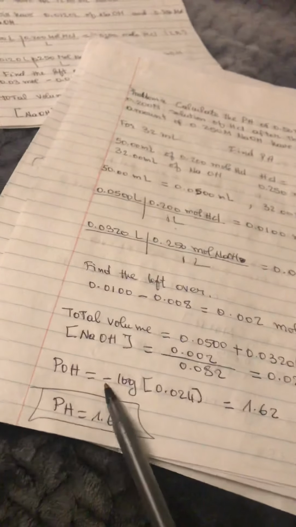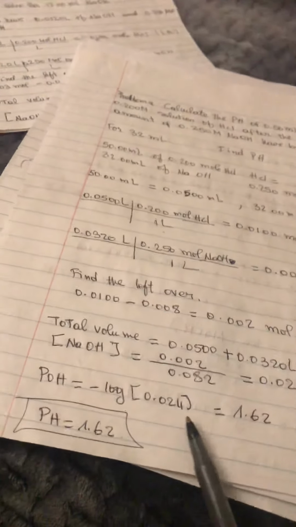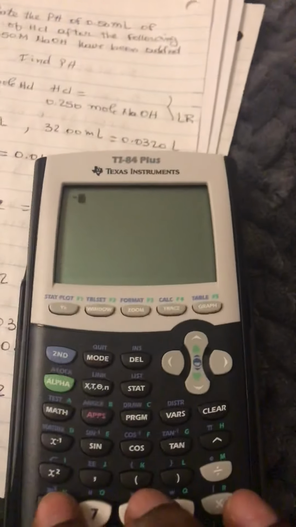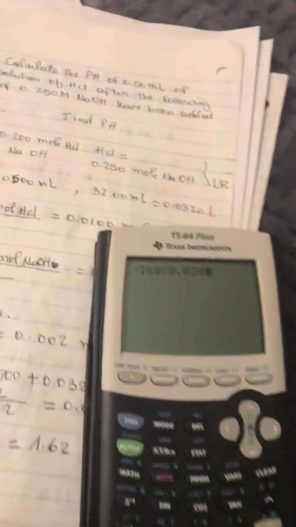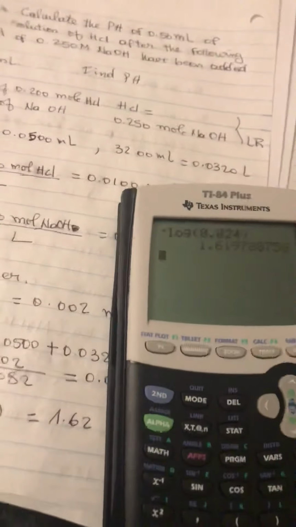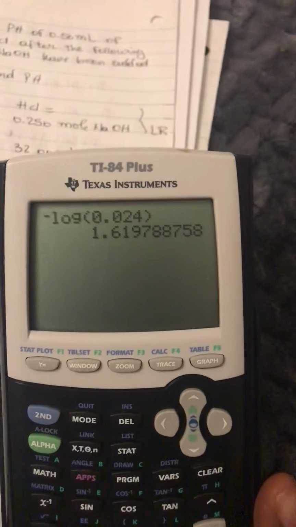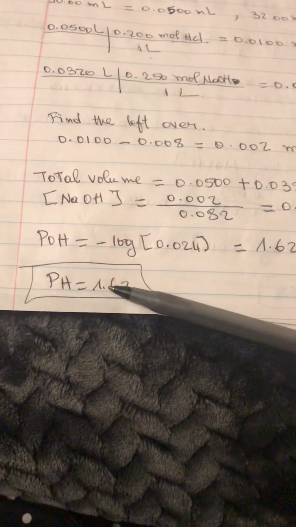My pOH is minus log of the concentration. I'm going to use my calculator for that. Minus log of 0.025, I'm going to end up with 1.619, and I'm going to round it to 1.62, which is going to be equal to my pH.